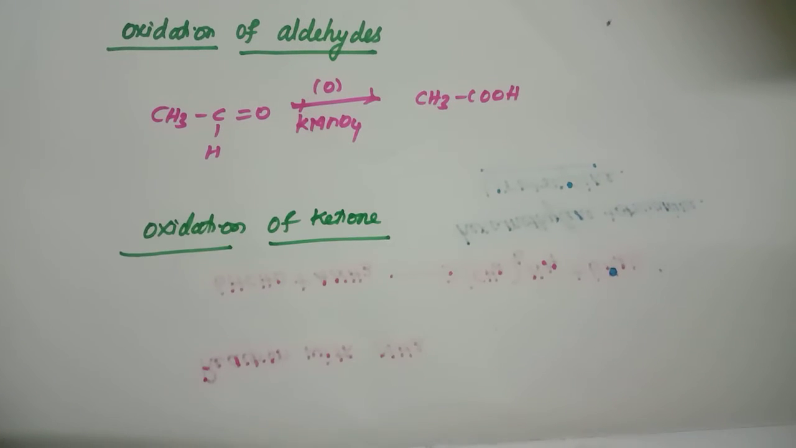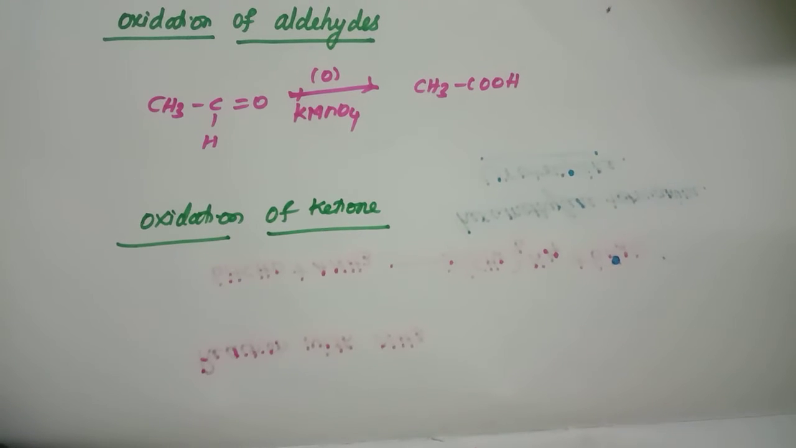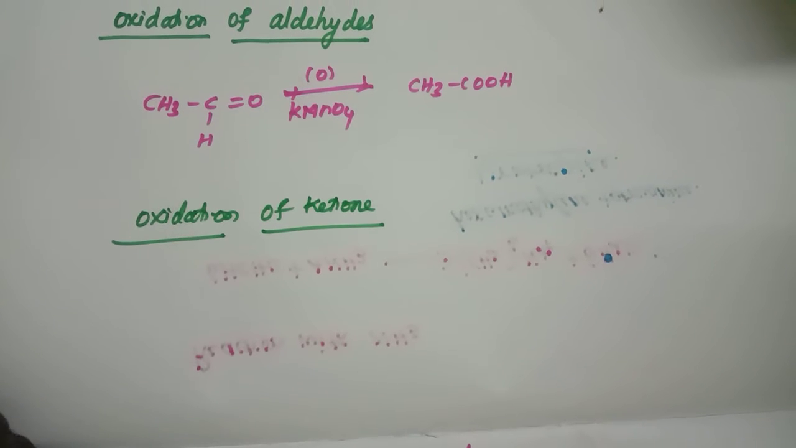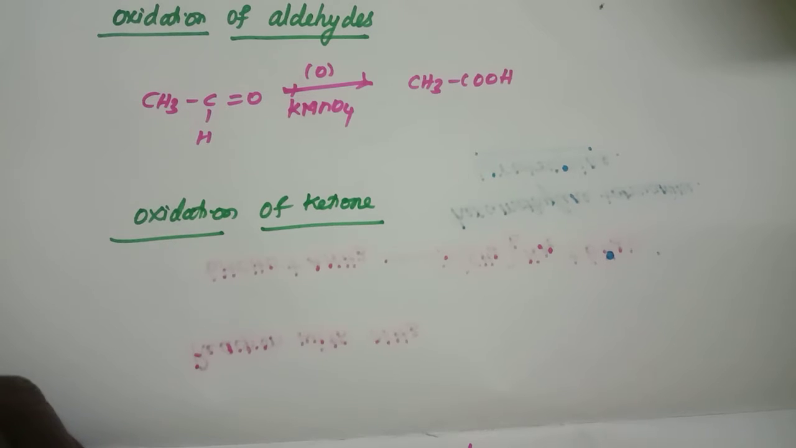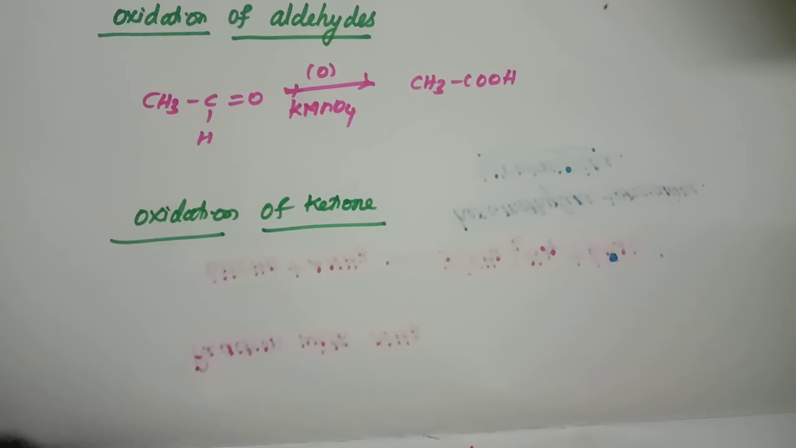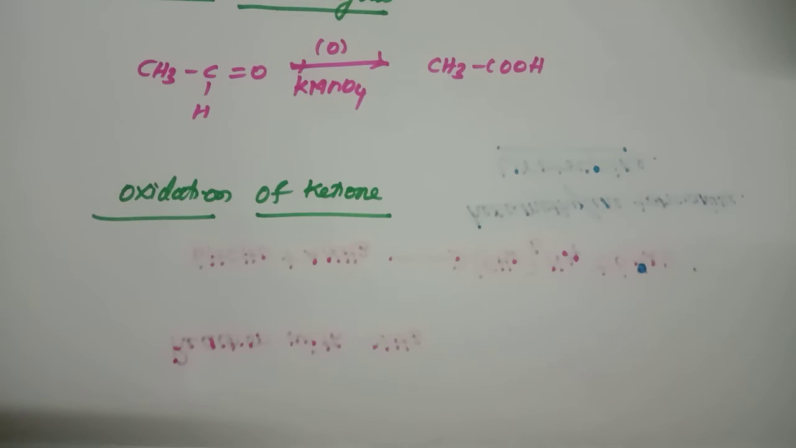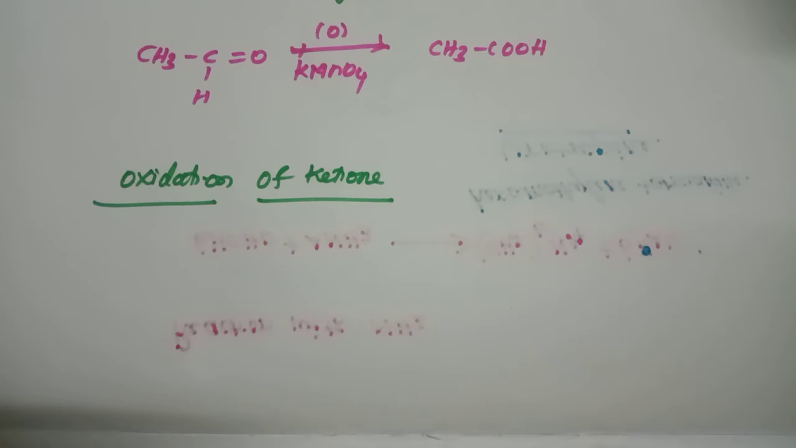Ketones are not easily oxidized. By using a powerful oxidizing agent, they undergo oxidation, and here the carbon-carbon bond is cleaved, and we will be getting a mixture of carboxylic acids having fewer carbon atoms than the parent ketone.